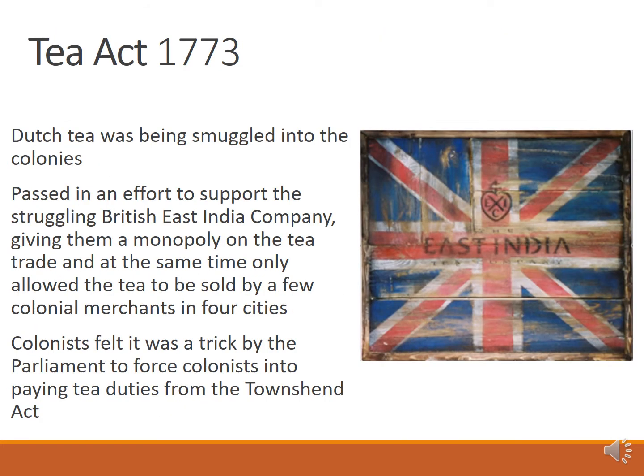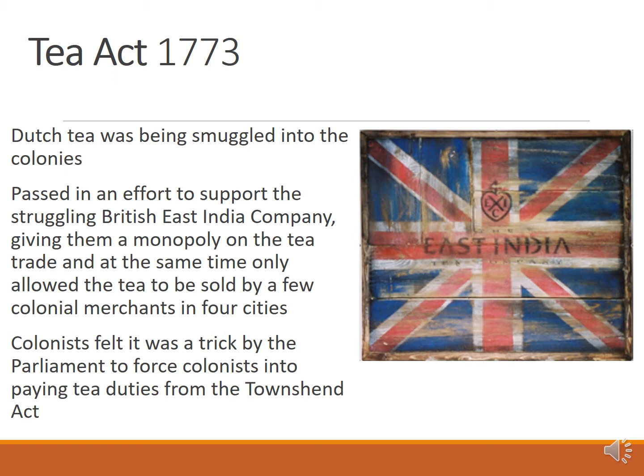Okay, so in 1773, the British Parliament passed the Tea Act. This was passed in response to the fact that the British East India Company was struggling. They were losing money and had a bunch of surplus tea that they wanted to unload into the American colonies. So what this act did was essentially give the British East India Company a monopoly on the tea trade into the colonies.